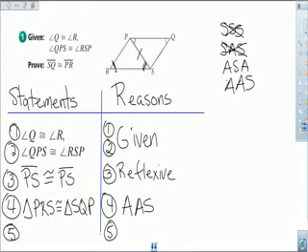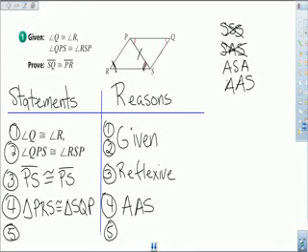side, angle, side. Now I can say that triangle CLS is congruent to triangle CRS. How do I know that? Side, angle, side. Okay, but what I wasn't trying to show that.